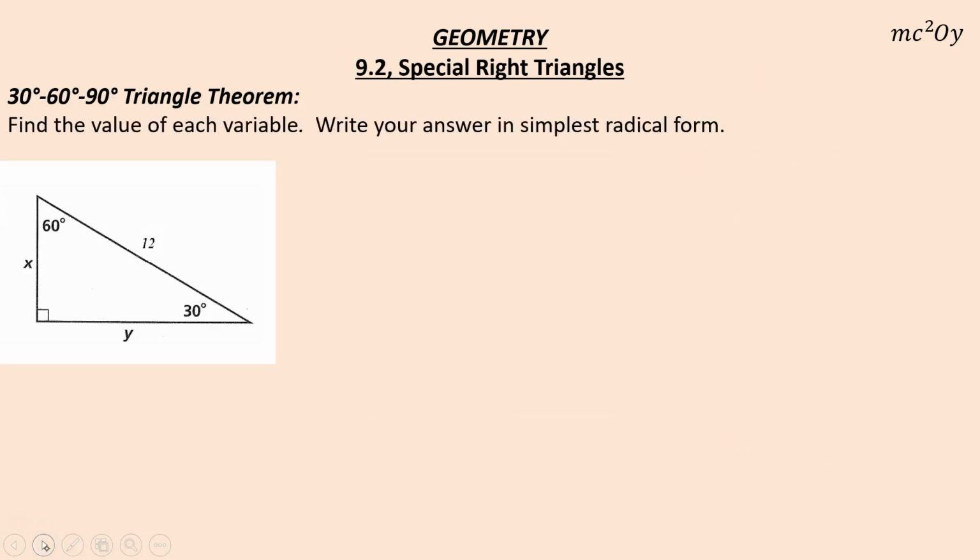All right, so if I'm using this, let's go ahead and try this. Here's a problem. Find the value of each variable. Write your answer in simplest radical. Well, what I'm going to do is I'm going to draw that 30, 60, 90 relationship. It's really good, like if you're doing an exam or you're working with right triangles, just to write these relationships down, right? The shorter side, the one opposite the 30, is x. The longer side, the longest side, the hypotenuse, is our 2x.